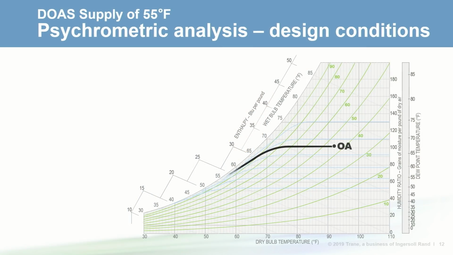Let's look at this on a psychrometric chart. Hot outdoor air at local design conditions enters the dedicated outdoor air system and is cooled and dried to 55 degrees dew point temperature. On this chart, I'm going to call that our conditioned air, CA.